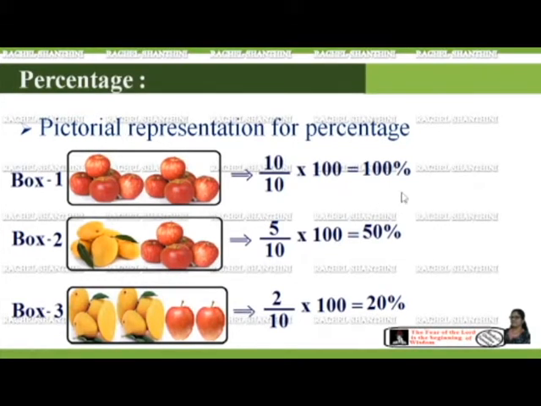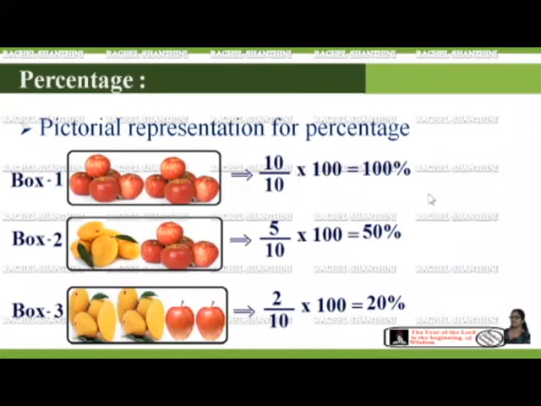Now let us correlate the percentage composition with the concept of purity. If you look at the first box, the entire box is full of apples. No other fruits are there in this box, right? So the first box contains 100% purity with respect to apple. Likewise, the second box is 50% purity and the third box is 20% purity with respect to apple. Now, hope you have understood both the concept of percentage composition and the concept of purity.